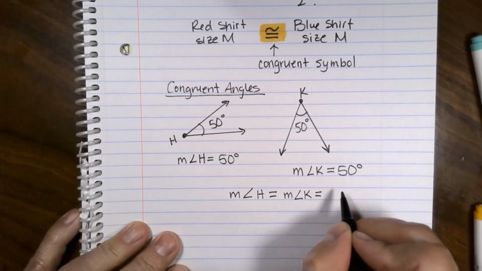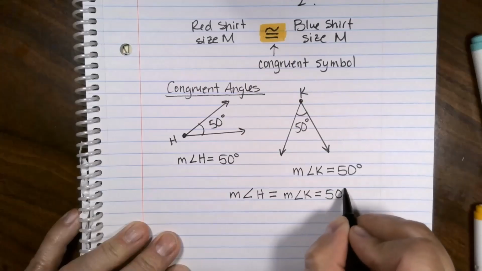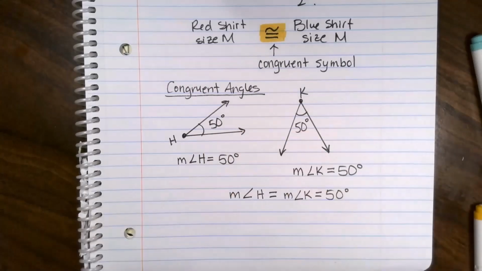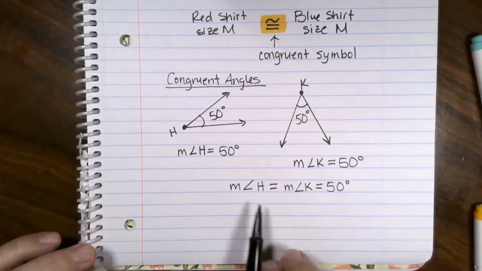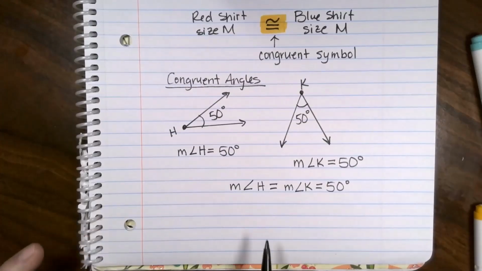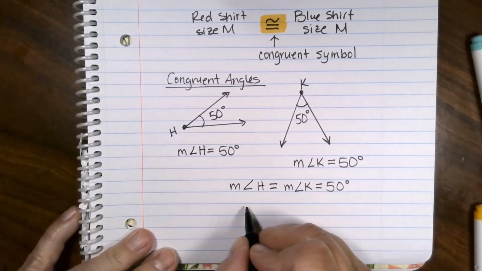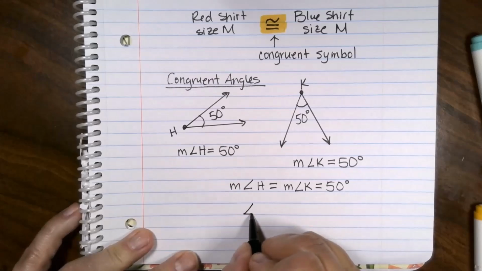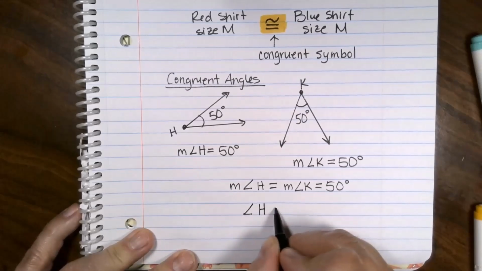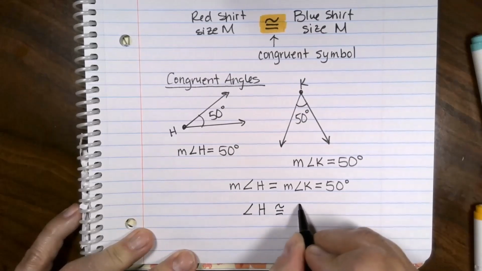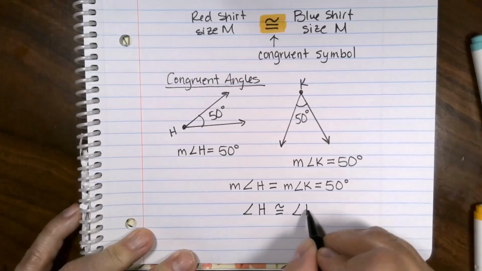I'm not talking about the two separate angles. I'm talking about their size. 50, 50. 50 degrees is 50 degrees, and they both equal 50 degrees. Because this is true, I can now say, using their names, that angle H is congruent to angle K.